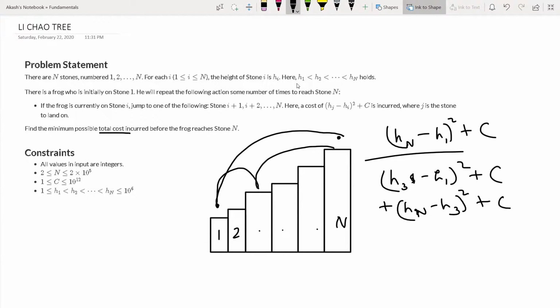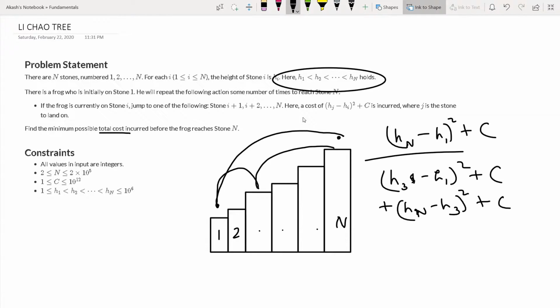Here it is given that h1 is smaller than h2 is smaller than hn. That means stones are in increasing order, but Chao Tree doesn't care about this. Our solution will even work if this condition is not true. Say h1 is greater than h2 and then smaller than h3, means any random order, Chao Tree will still work. So I don't think this problem statement is intended to be solved by Chao Tree. We can utilize this using convex hull trick, because convex hull trick will utilize this condition very efficiently. I think I will discuss convex hull trick in the next video. So stay tuned for that.